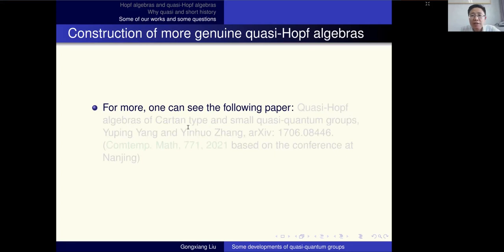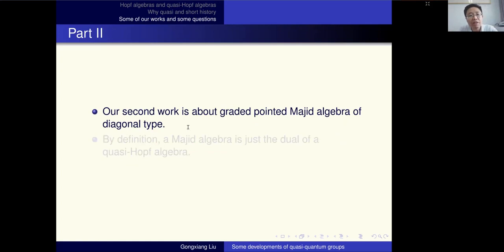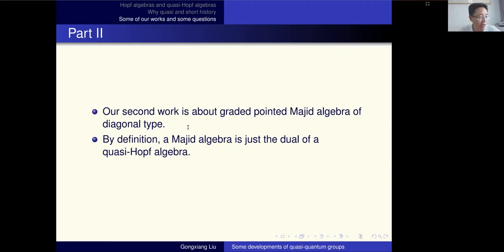Next, this idea can be generalized further to consider other Cartan types. In the classification of pointed Hopf algebras, we can generalize our quasi-Hopf kernel theory to Cartan type Nichols algebras. The Cartan type can also be considered by some experts here. For the second work, I want to recall our classification result about graded pointed modular algebras of diagonal type. I need to recall that a modular algebra is just a dual quasi-Hopf algebra, so the classification is totally the same as the classification of quasi-Hopf algebras.